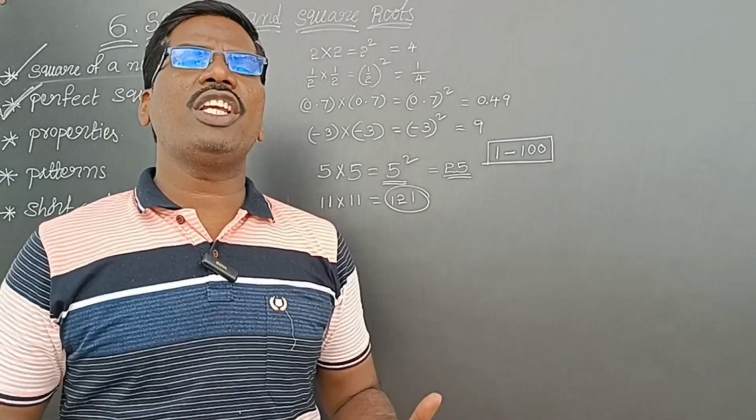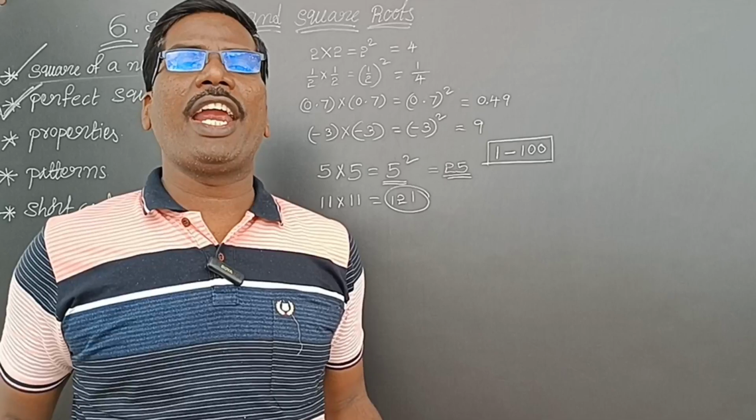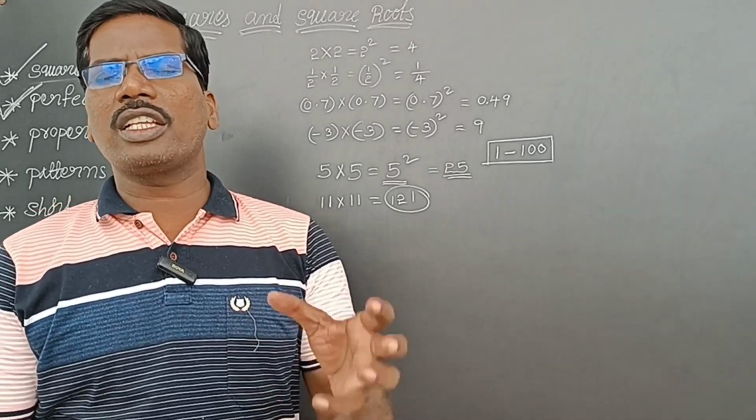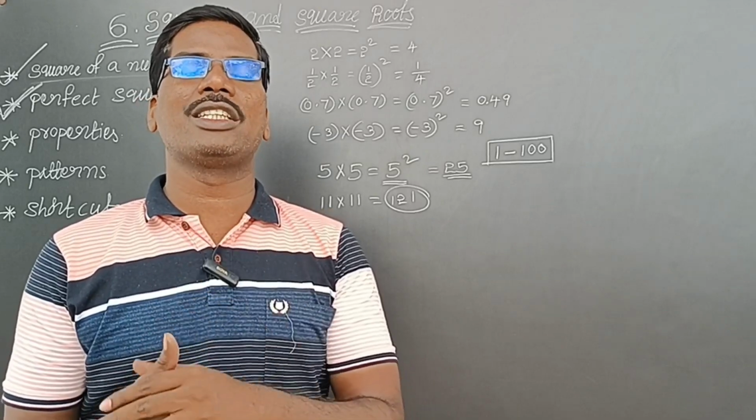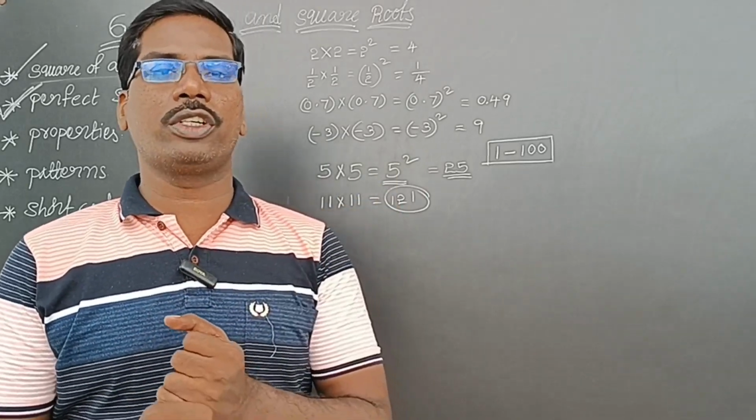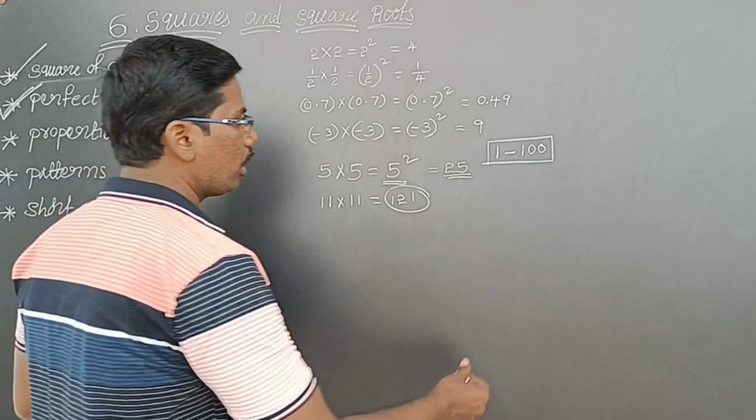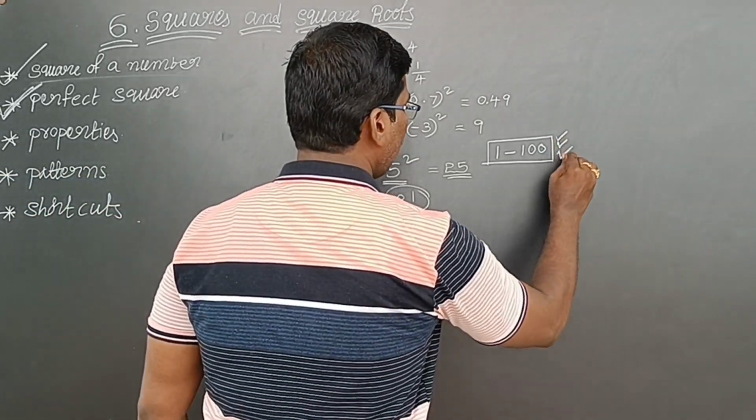Understand? So everything you should remember. 88 square, 7744. So like that, if you remember everything, or if you do any logics or tricks, definitely this chapter is very easy for you, isn't it? So first of all, 1 to 100 squares you have to know very well in this chapter.